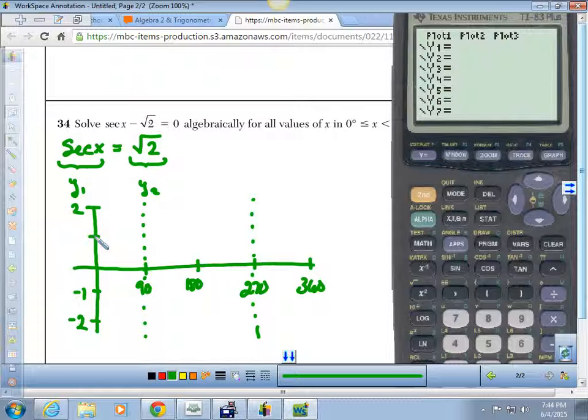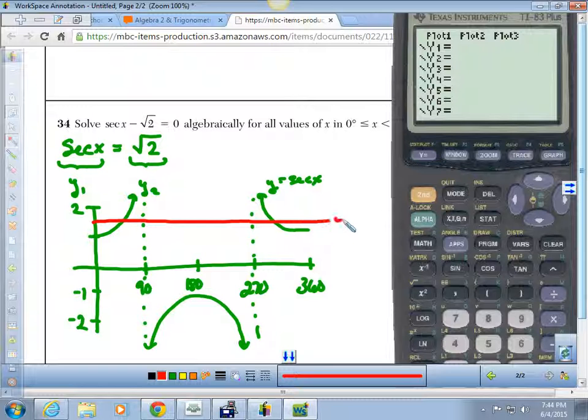And then my graph kind of looked like this over here. In between here, it kind of looked like a parabola. And then it kind of finished up like that over there, didn't it? Kind of looked like that, right? Okay. And I'm going to define this as y equals secant x. And then we had this line running across right here, and that line represented y equals radical 2.